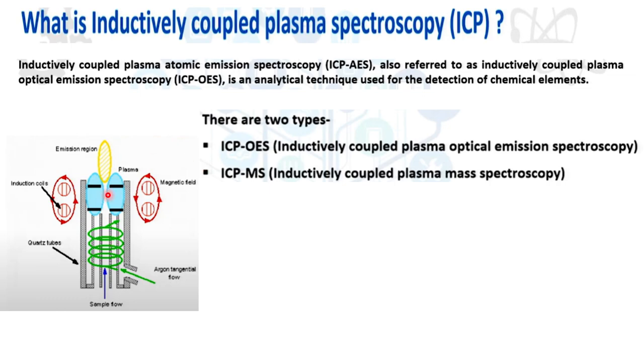So this is the cartoon to show how it works. From here the sample is going in, and here is the flow of argon, and here atomization takes place to form atoms. To do that there is obviously a need for a quartz tube on both sides, and there is an induction coil, and after forming the plasma there will be the emission disk.